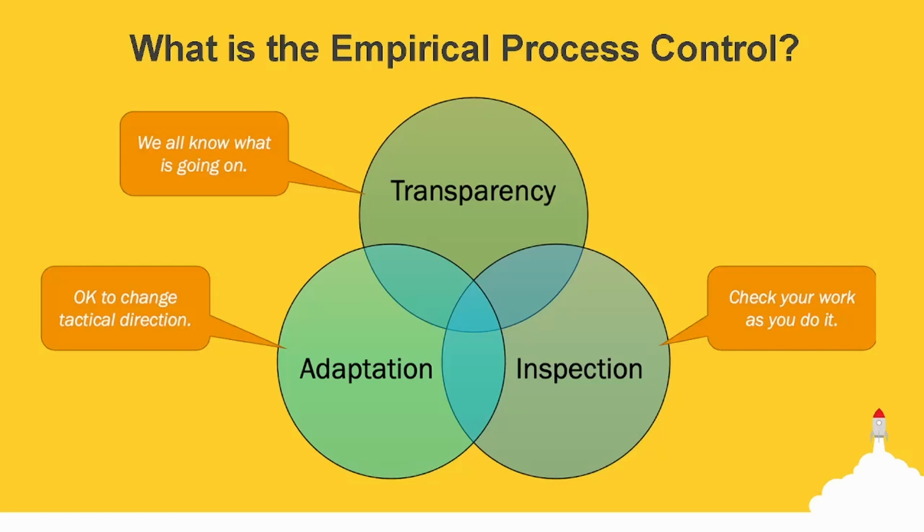This is really an important question. What is empirical process control? So empiricism means working in a fact-based, experience-based, evidence-based manner. Scrum implements an empirical process where progress is based on observation, not fictitious plans. Scrum also places great emphasis on mindset and cultural shift to achieve business and organizational agility.